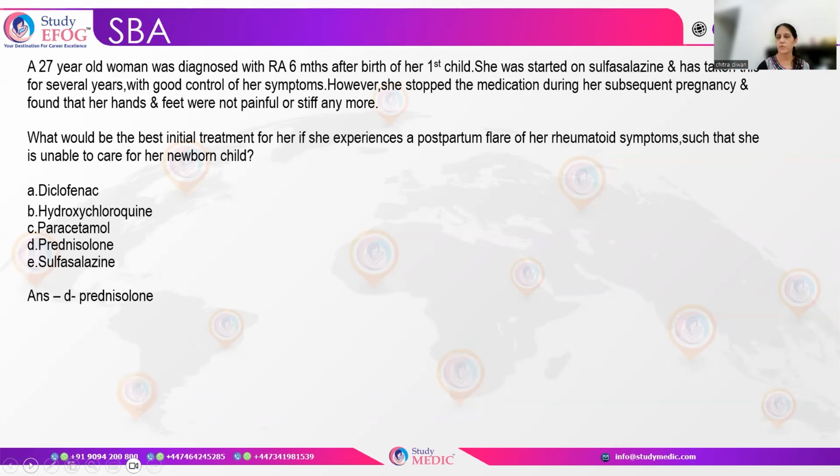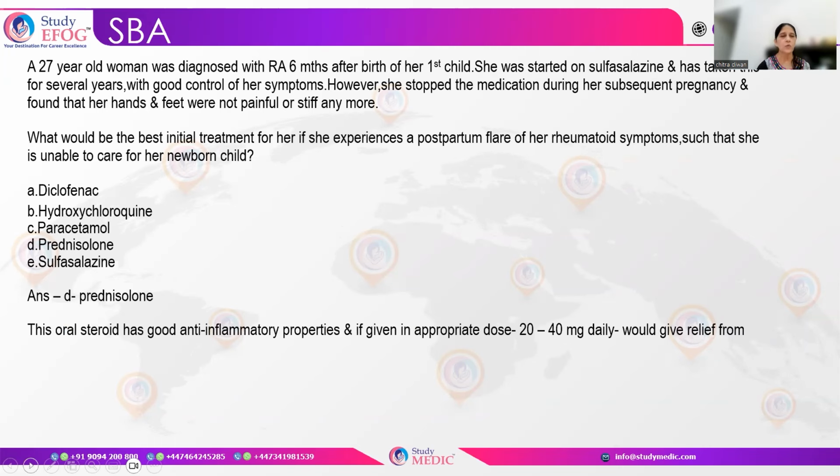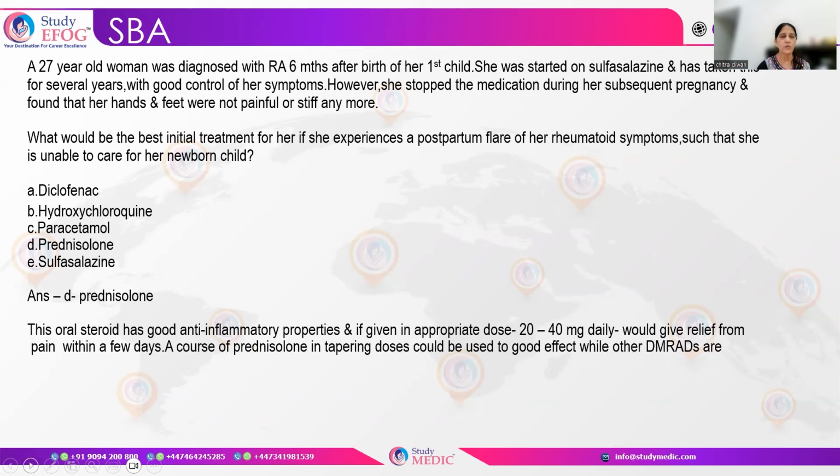Remember, for control of a flare, the best drug to use is prednisolone because it has very good anti-inflammatory properties and quick onset of action. When you start the steroids, by then you can start some other disease-modifying agents, such as sulfasalazine again, or hydroxychloroquine. But remember, the onset of action of these drugs takes a longer time. So first start her on prednisolone and then gradually introduce the DMARDs.